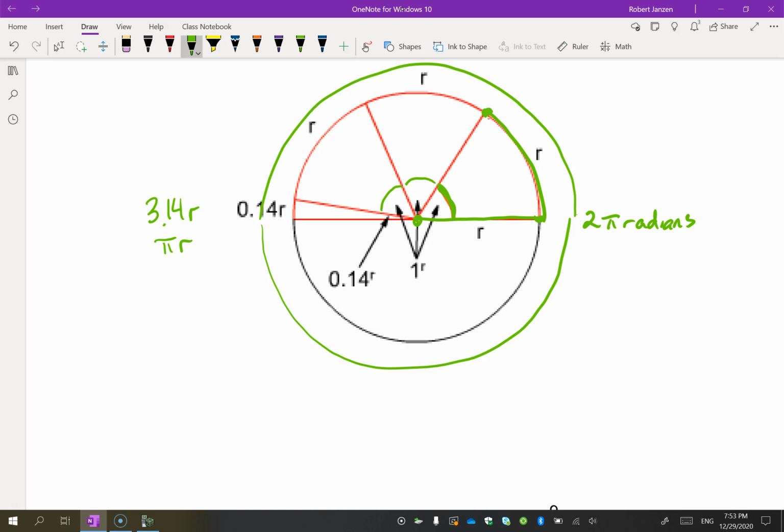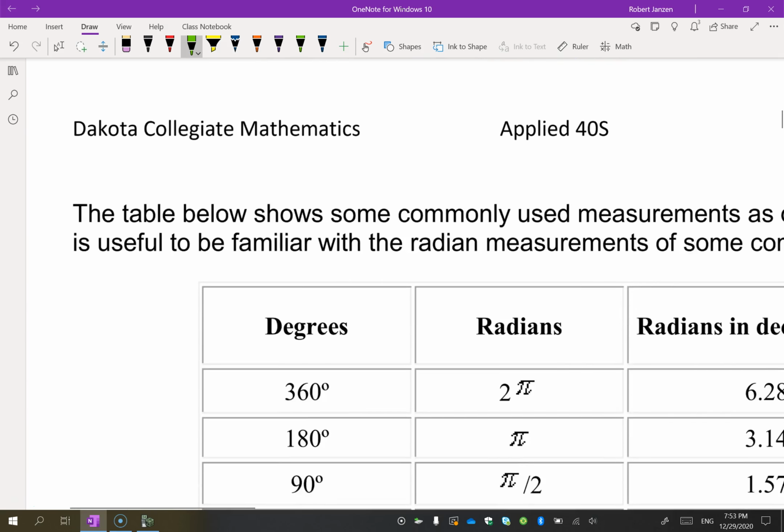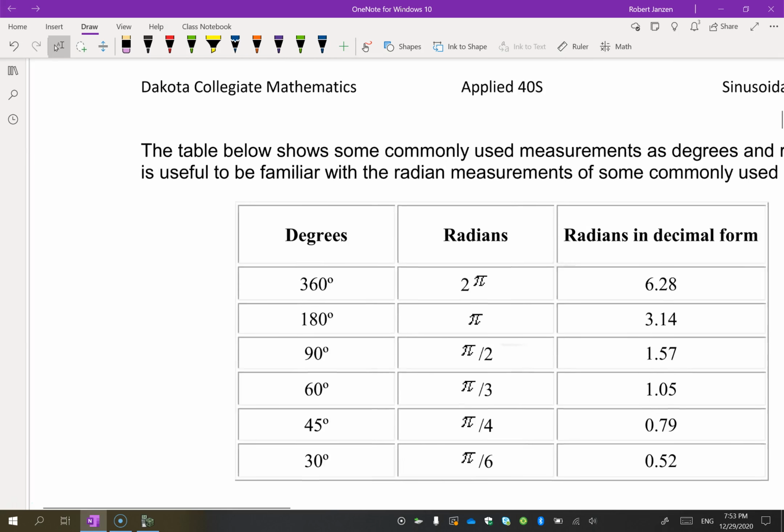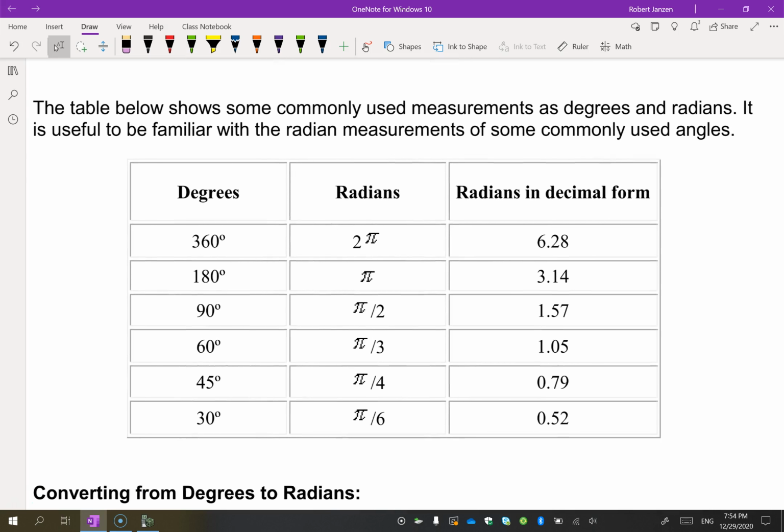Now I know that seems weird. We're not used to it. It's not something we've done before. Let's talk a little bit about how we switch back and forth, how we get more familiar with what a radian is. Well, here are some measures that are very common to us in degrees.